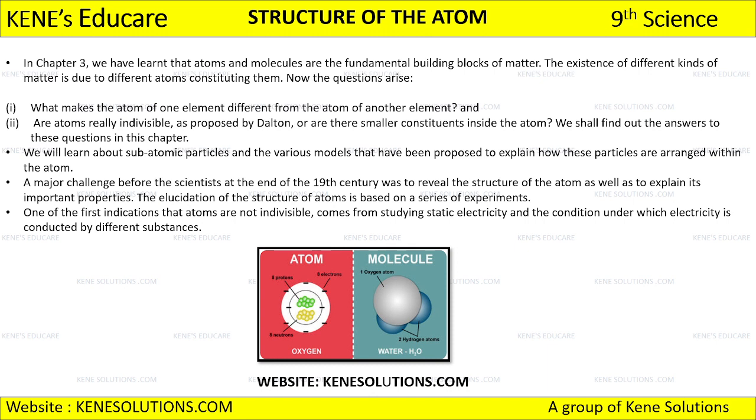Now if you can see, the atom has 8 protons and 8 neutrons. We know that protons and neutrons are present in the nucleus, and the electrons keep revolving around the nucleus of the atom. This is the oxygen atom they have given, and the next one is the water molecule, represented as H2O. H2O means two hydrogen atoms and one oxygen atom are present, and oxygen has 8 protons, 8 neutrons and 8 electrons.